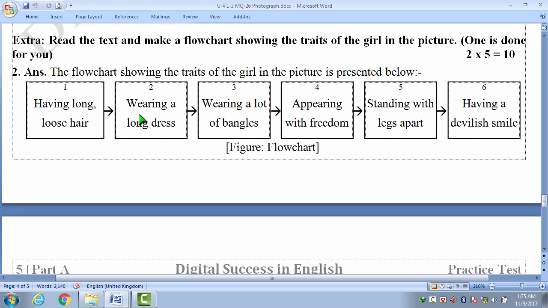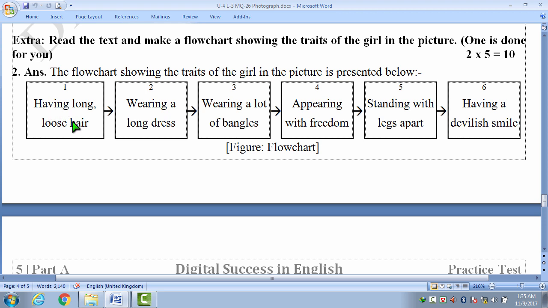We are going to the next question. Read the text and make a flowchart showing the traits of the girl in the picture. ছবিতে যে মেয়েটি রয়েছে তার বৈশিষ্ট্যগুলো দেখিয়ে ফ্লোচার্ট তৈরি করতে বলা হয়েছে। তাই আমরা প্রথমে একটা হেডিং দিয়েছি, the flowchart showing the traits of the girl in the picture is presented below.